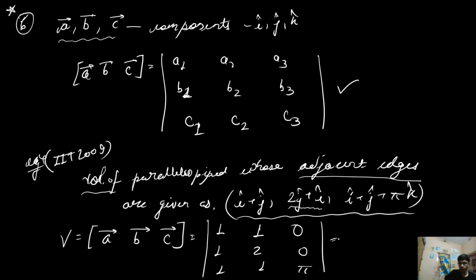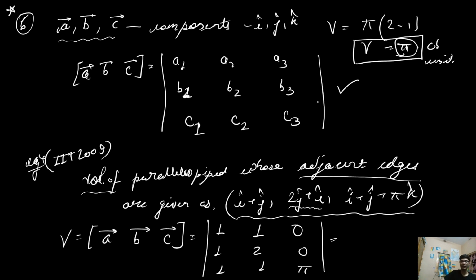Okay, so from here if you compute this particular determinant value, you will get the volume as pi times 2 minus 1, that is basically pi cubic units. Okay, so the result will be pi cubic units. I hope you will remember this particular result of the volume of a parallelepiped, which is given as pi. So this was the question that was asked in a paragraph form in the IIT paper of 2009. I hope you will keep this in mind.